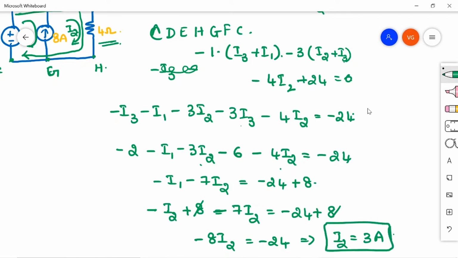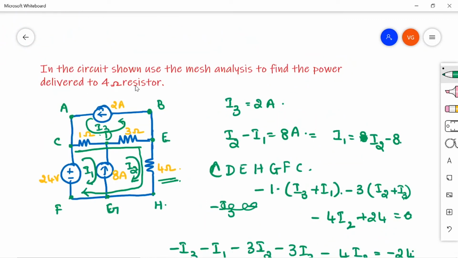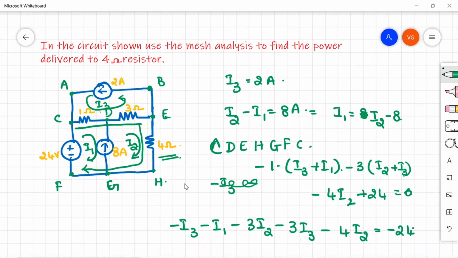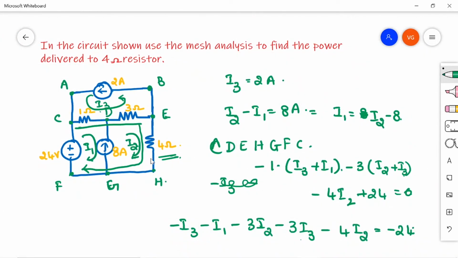So once you get the value of I2, that is the current flowing through 4 ohms resistor, let us check the question again. They are asking you to find out the power that is delivered to 4 ohms resistor. Means the power is I square R. So power in 4 ohms resistor is equal to I square R. So the current is 3 amperes. So 3 square is 9, 9 into 4, that is 36 watts. So in this way you can simplify this problem very easily using super mesh.